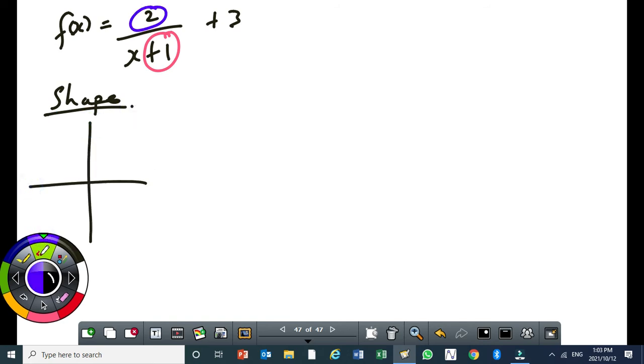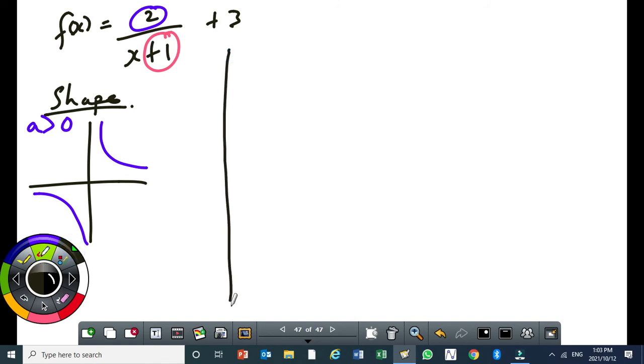That value there is positive. So a is positive. Therefore, when I sketch it, it will be in the first quadrant and third quadrant. Okay? Then, equations of asymptotes.